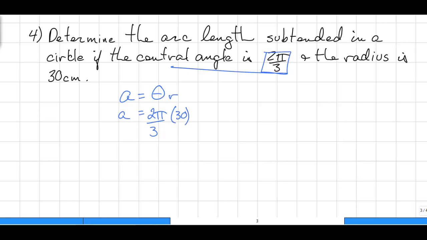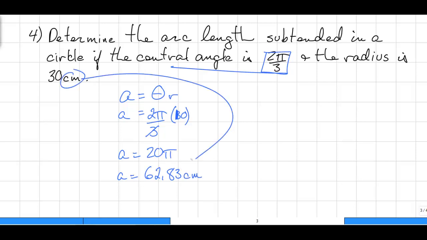So 2 pi times 30 divided by 3, or 2 pi times 10, or 20 pi. And if we want to write that to 2 decimal places, 20 times pi is 62.83, and that would be in centimeters, because our radius is in centimeters, so our arc length will be in the same unit.